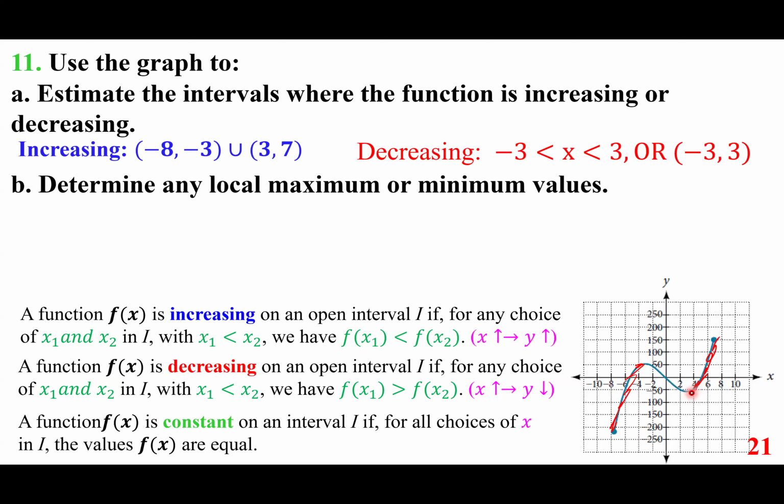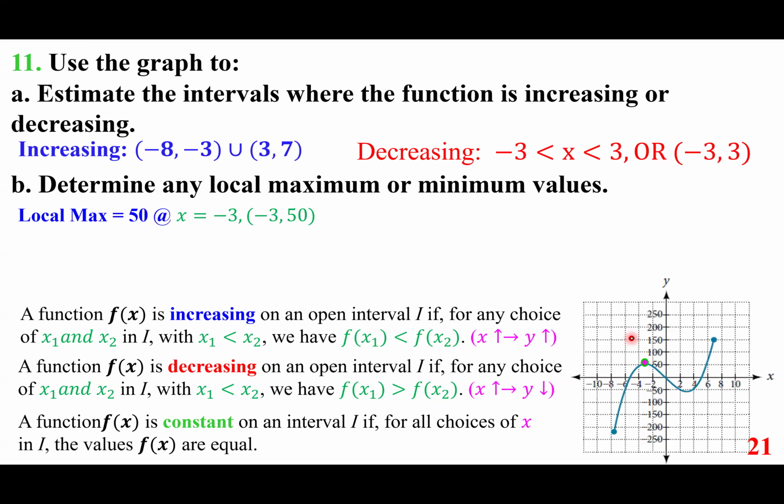Determine any local max or min. So this is the local max. The y coordinate is 50, so the local max is 50 at x equals -3. So let me erase my work. This point, if you look at the coordinates, is -3, 50.